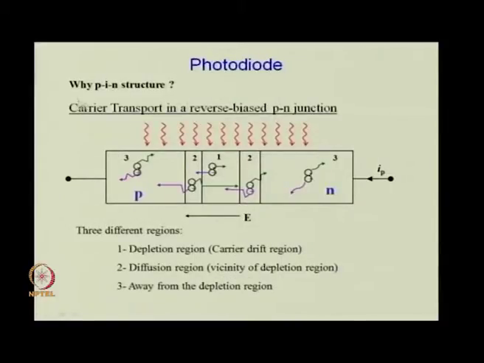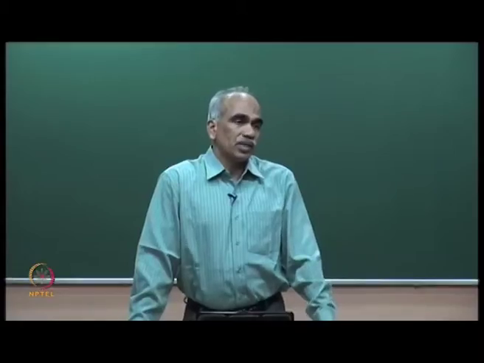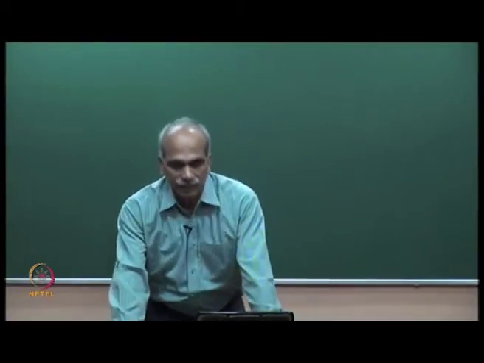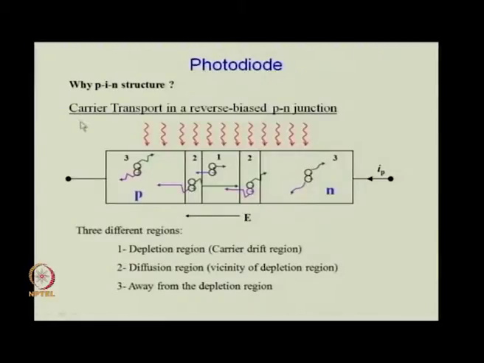Then why do we use PIN structures? Almost all detectors which are used in high speed applications are PIN photodiodes, and there are several reasons why we go for a PIN structure. So, let us look at the carrier transport in a reverse biased PN junction. This is the PN junction, p side, n side. Assume that light is incident all over the PN junction, and this is the junction region here. Right now this is not PIN, this is a PN junction.